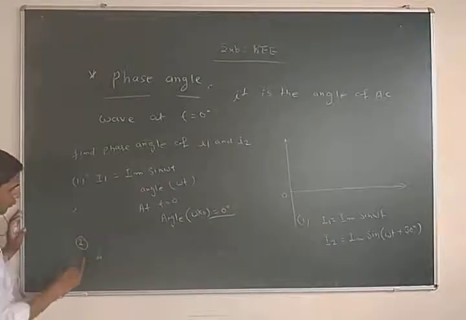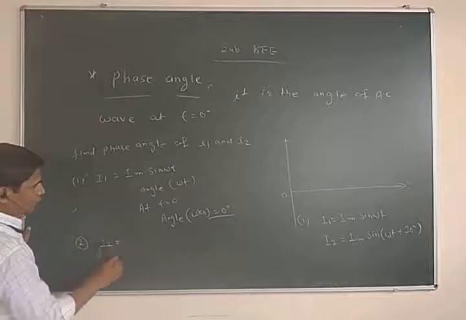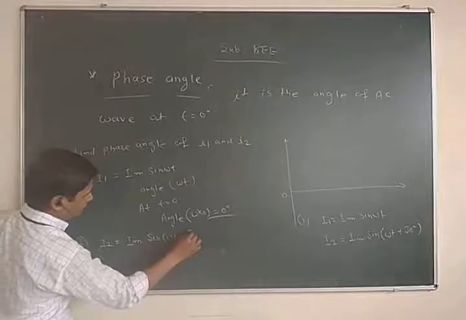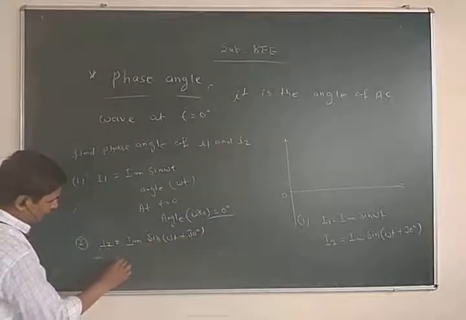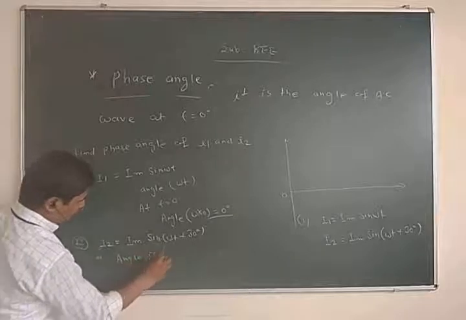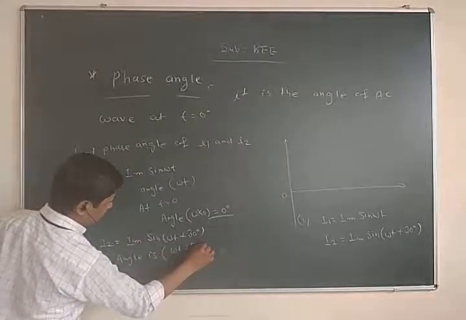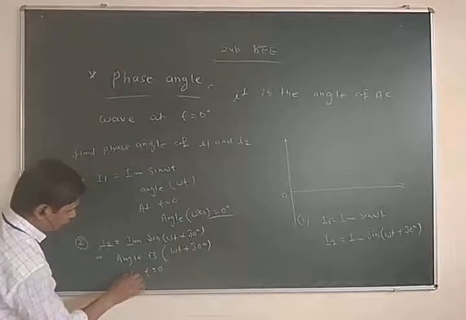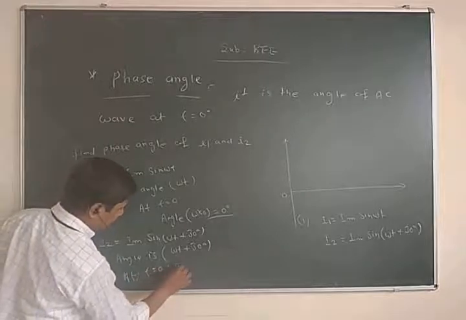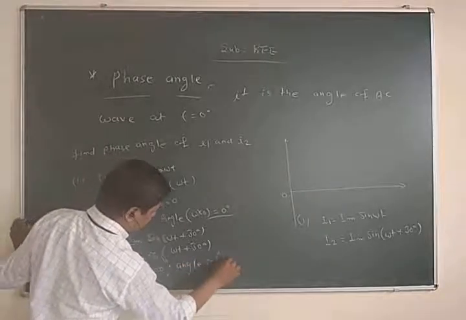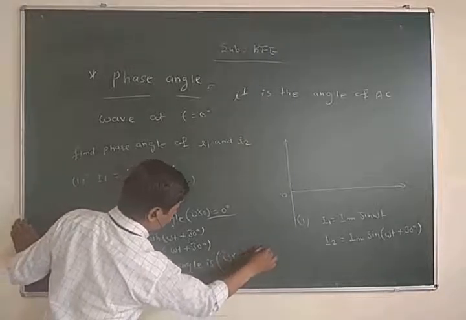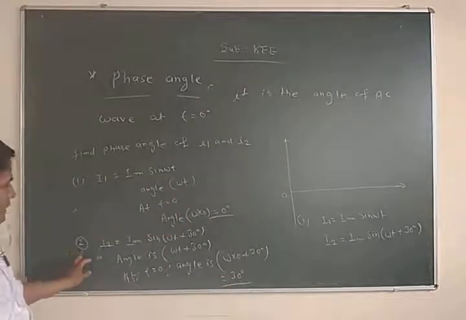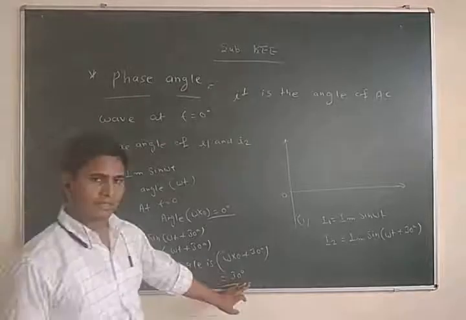Similarly for I2, which is equal to Im sin (omega t plus 30 degree), the angle is omega t plus 30 degree. At t equal to 0, the angle is omega into 0 plus 30, and it is equal to 30 degree. It means for I2 the phase angle is plus 30 degree.